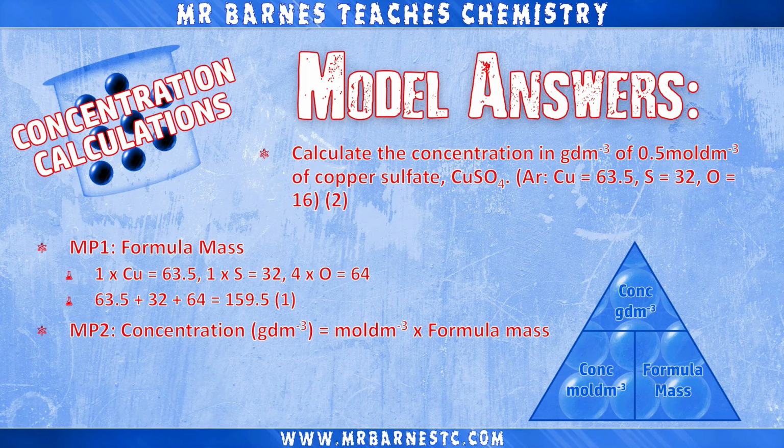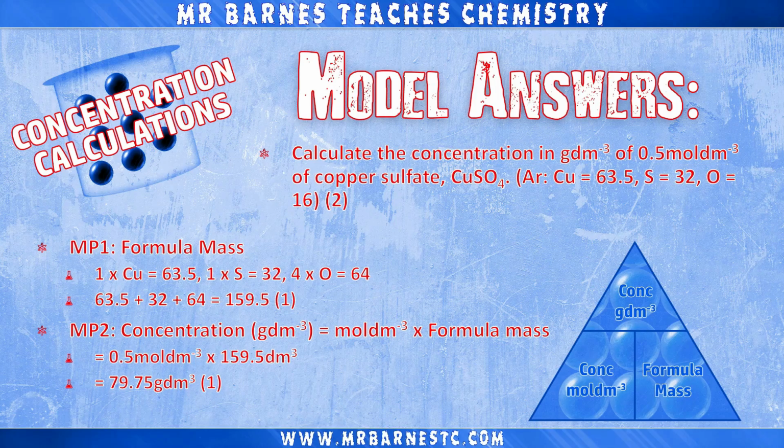The second mark is for the conversion, so concentration in grams per decimeter cubed is moles per decimeter cubed multiplied by formula mass, so 0.5 from the question multiplied by 159, which we just worked out, giving you an answer of 79.75 grams per decimeter cubed for your second mark.